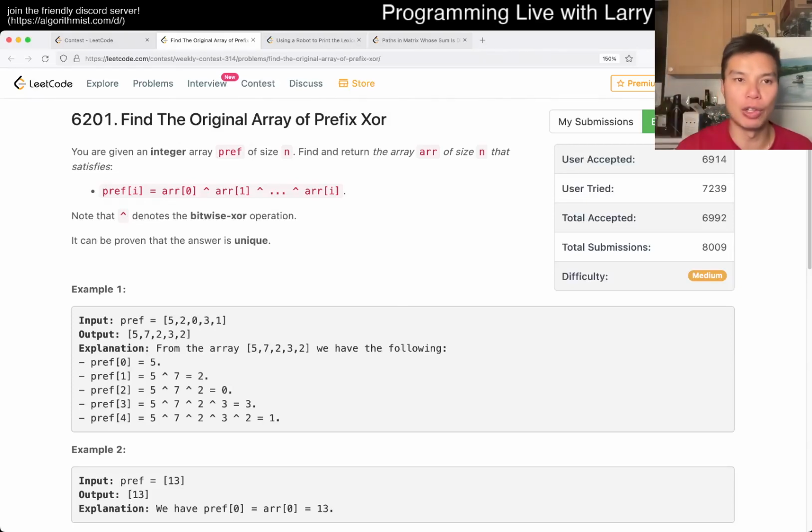This is me going with Cube 2 of the weekly contest 314. Find the original array of prefix XOR.